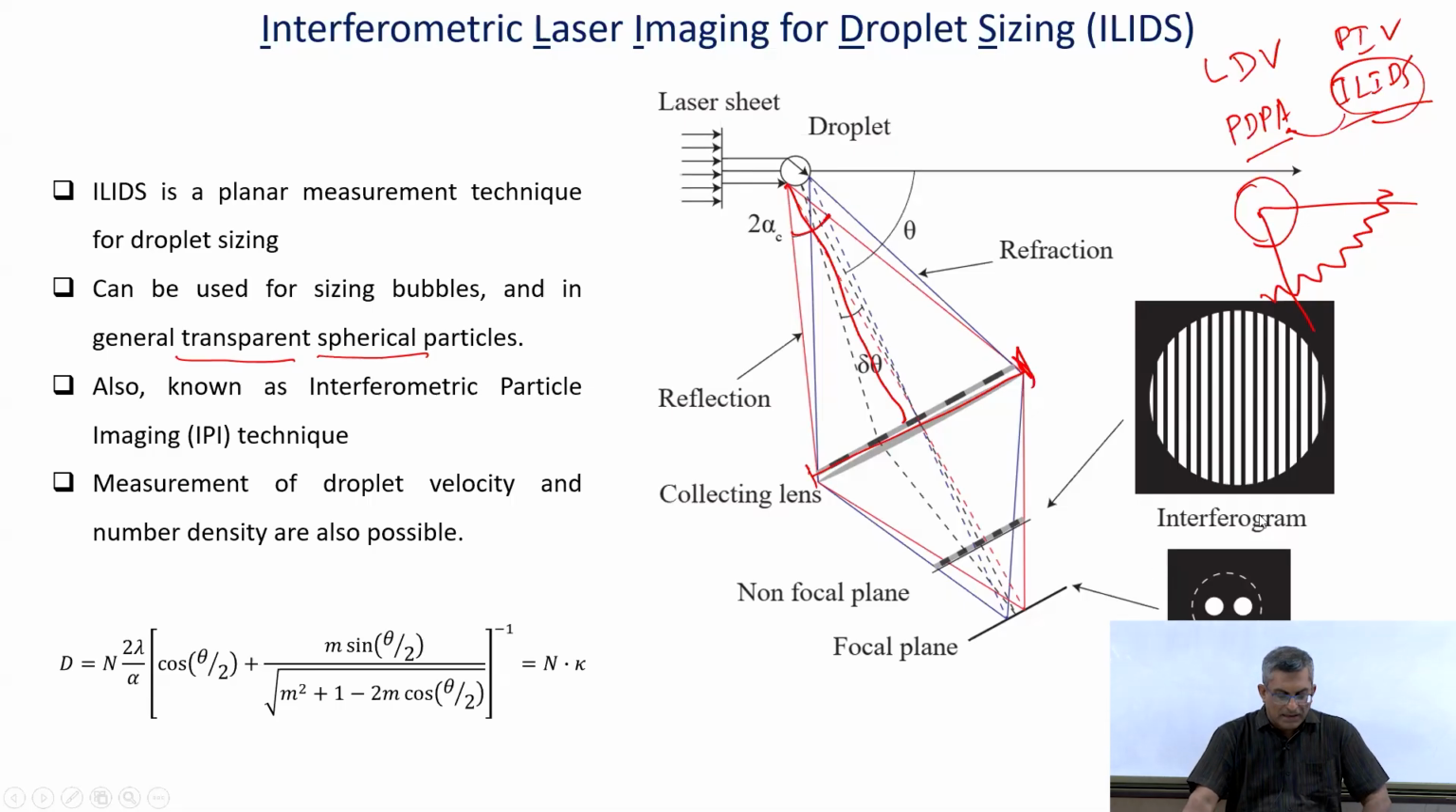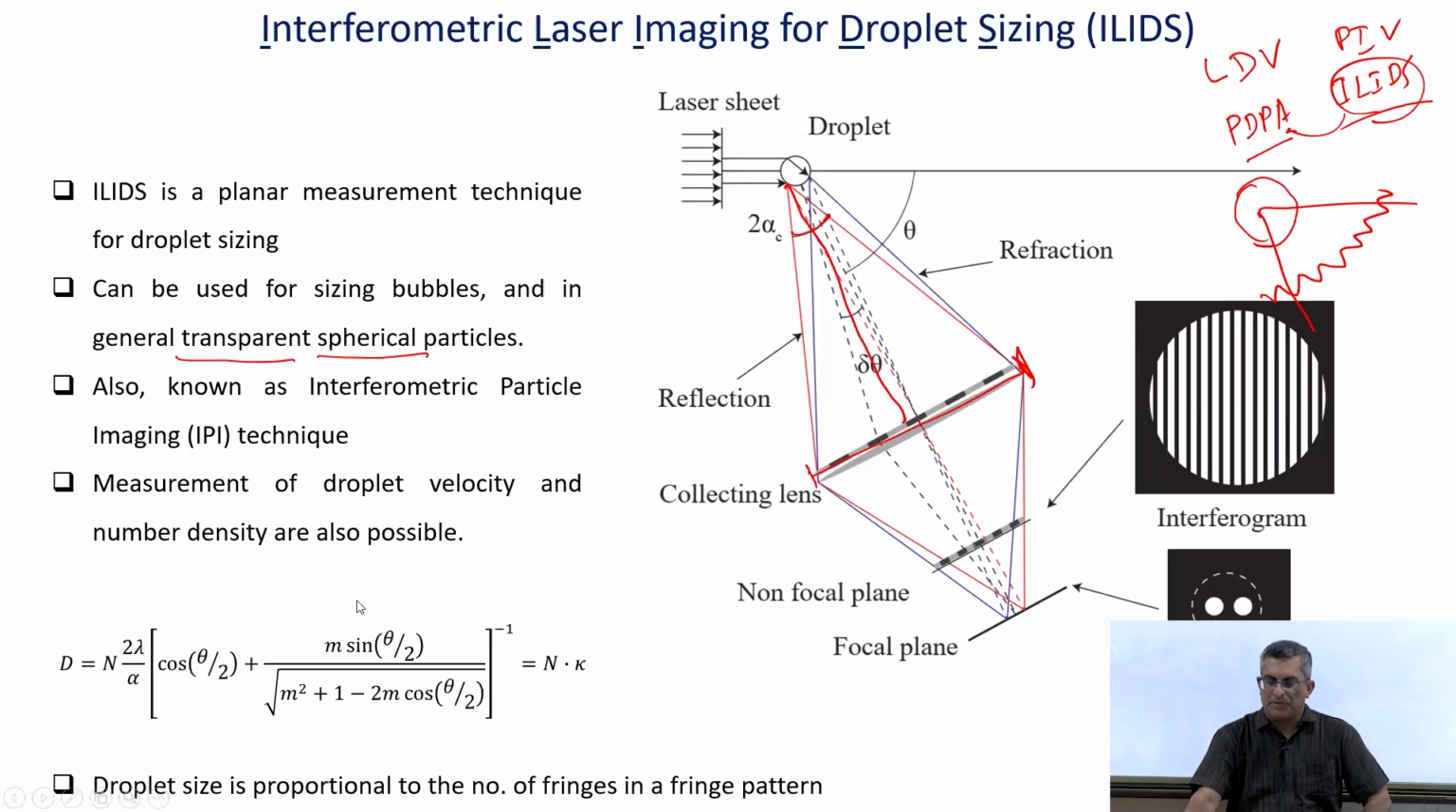Now, what is fascinating about this technique is that it does not depend on the shape of the interferogram. Whether this interferogram is circular or of any shape, it does not matter. What matters is only the number. Also, the particle size is not related to the size of the interferogram. Only the number count of the fringes matters. So here, droplet size is proportional to the number of fringes. This is the basic principle of the ILIDS technique.